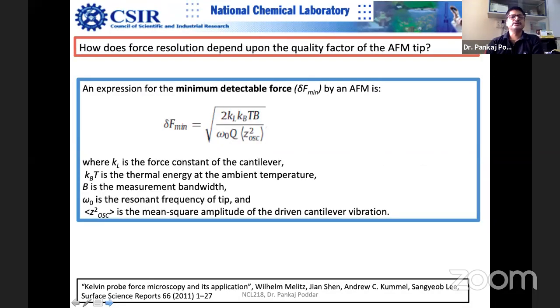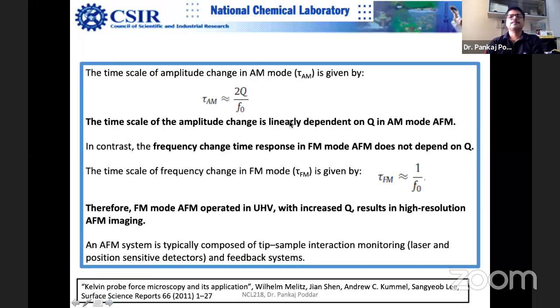So that's why it is not recommended, because the time scale of the amplitude change is linearly dependent upon Q in the amplitude mode. So that's the reason you would not like to do the normal tapping mode AFM there. When I say normal AFM, please note that it is amplitude mode, because people are more familiar with the amplitude mode. People hardly use frequency mode. But if you want to use frequency modulated AFM, then it doesn't matter because it doesn't depend upon the quality factor. So you can just use it without any problem.